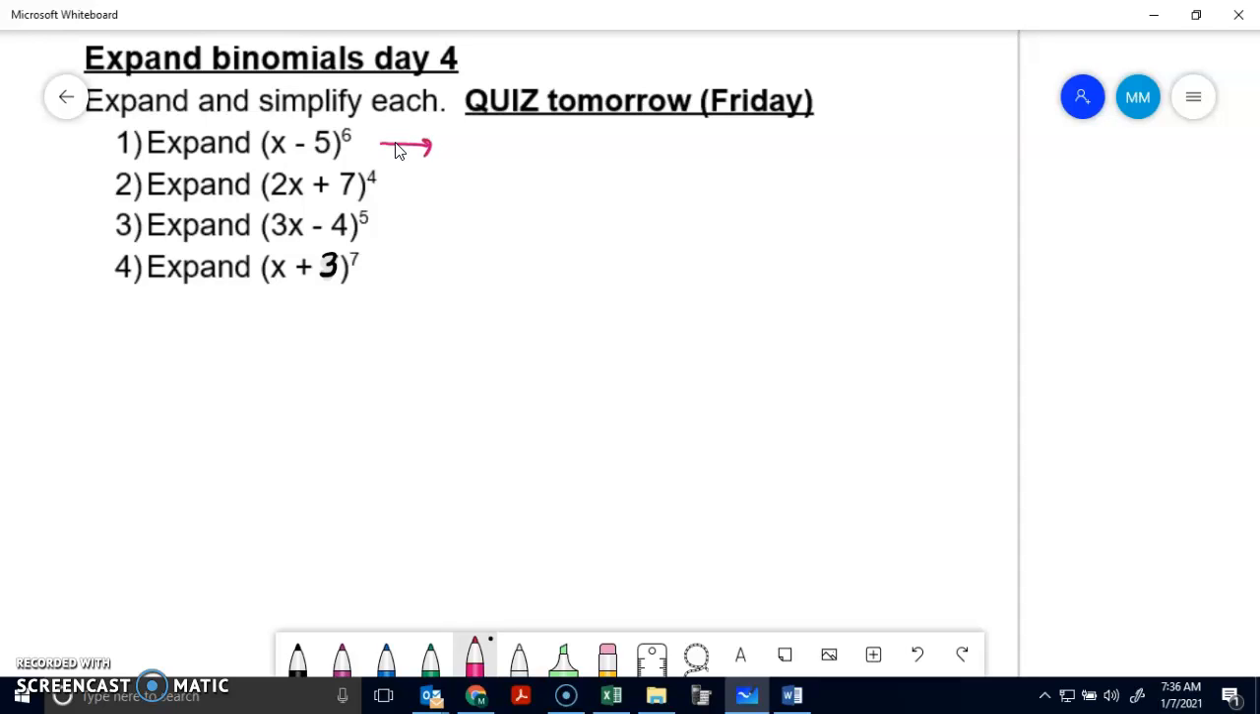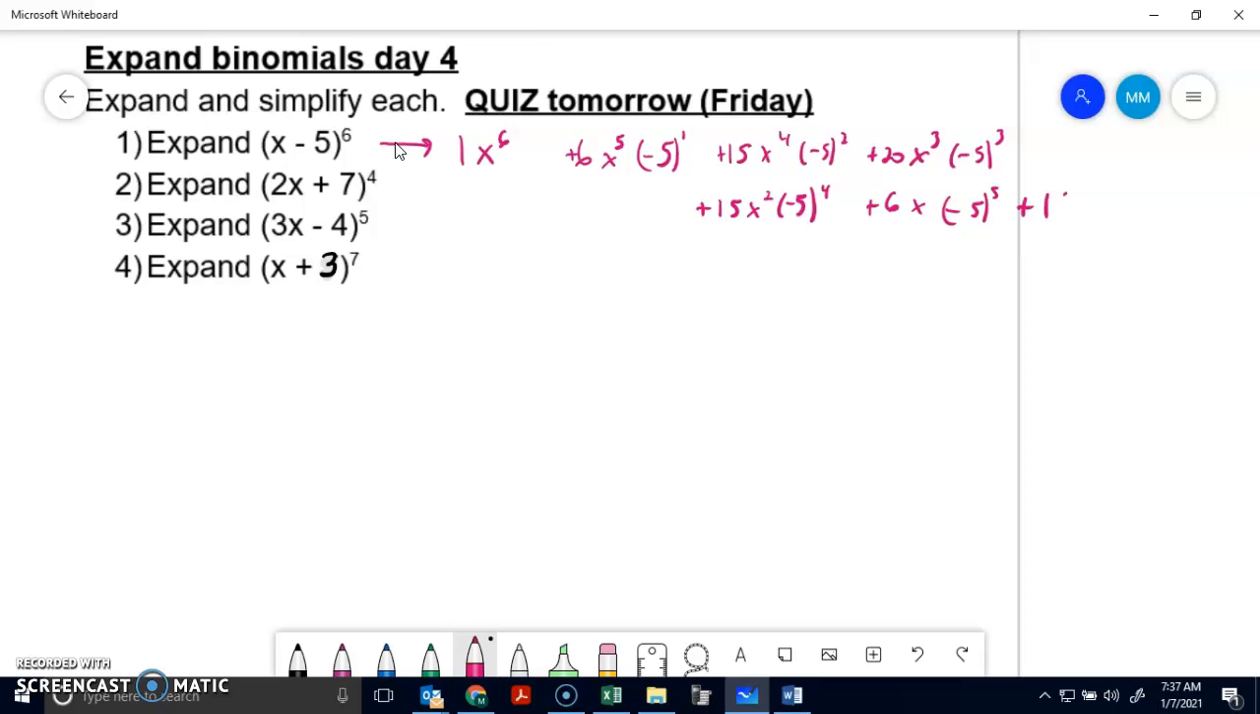I'm going to take this to the 6th power, so that's 1, 6, 15, 20. I'll go down to the next line, 15, 6, 1. I start with x to the 6th and decrease. And then I do -5, increasing. The first one doesn't have one. This is to the 1st power. -5 to the 2nd. -5 to the 3rd. -5 to the 4th. -5 to the 5th. -5 to the 6th.